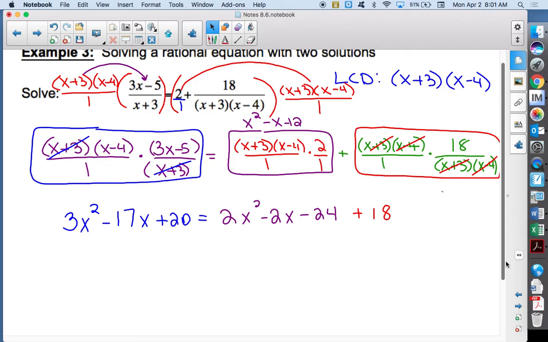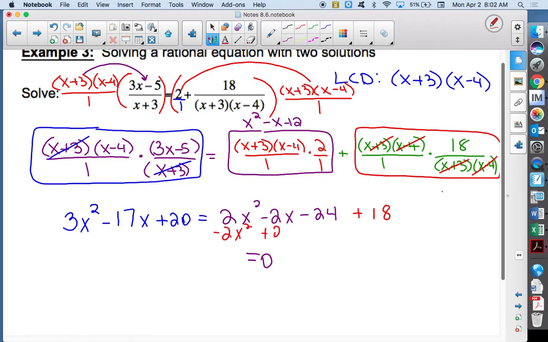So now there are x squareds in the problem. There are x's, we've got numbers. We want to take everything to one side of the equation, set it equal to 0 so that we can solve. So our goal in these is to be solving for x. So we simplified, and then we multiplied the remaining numerator, and now we want to get things on one side so that it's equal to 0.